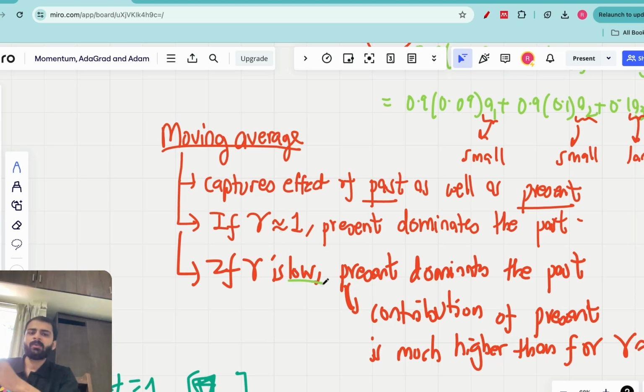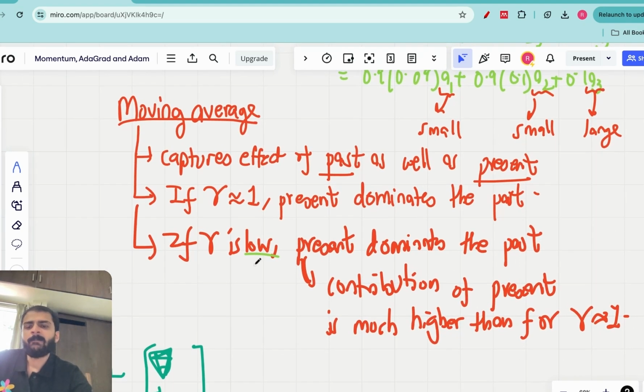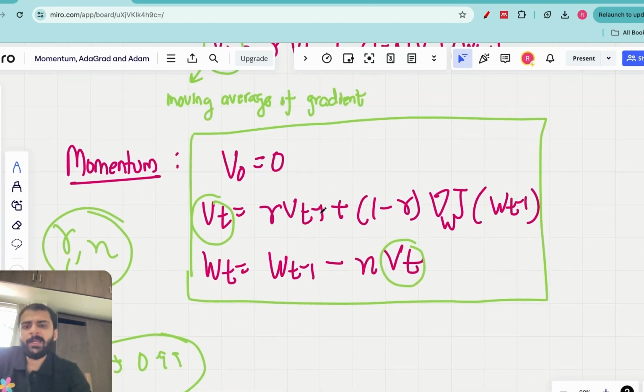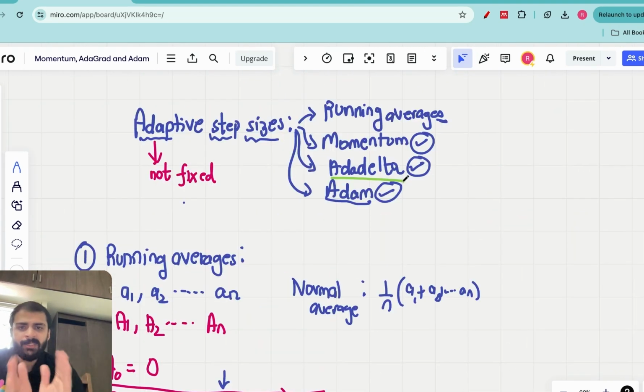So if we want the past to have more importance, then we need gamma to be high, and that is exactly what we are doing over here. So this is the main update rule of the momentum, which really speeds up the gradient descent procedure. And that's why we taught you the concept of moving average, so that you will understand why the past matters and how to retain the influence of the past gradients. Remember, you can control the influence of the past with the gamma values, and that's why we have high gamma values here, because we want to learn more from the past. So see you in the next lecture.